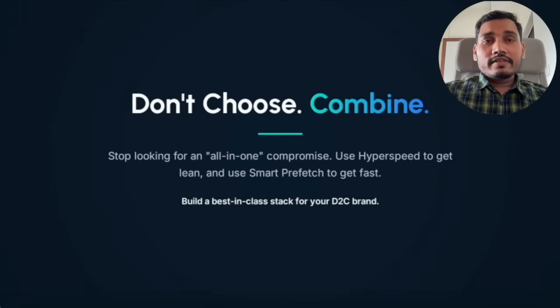So the bottom line is, don't choose, combine. Stop looking for an all-in-one compromise. Use Hyperspeed to get your site lean, and then use Smart Prefetch to make it fast. This is how the top 1% of Shopify stores are building their tech stacks today.